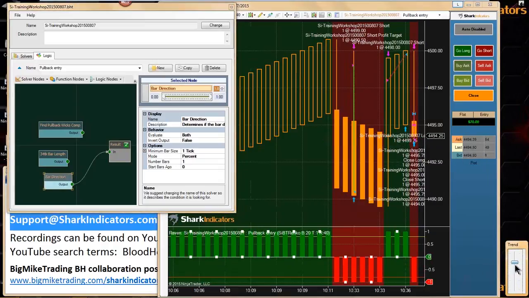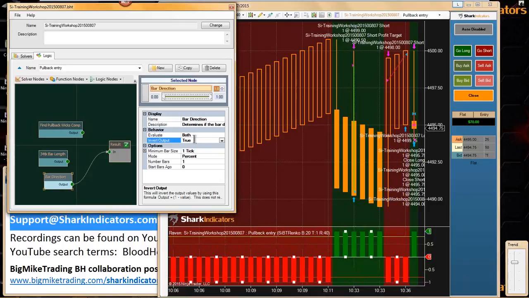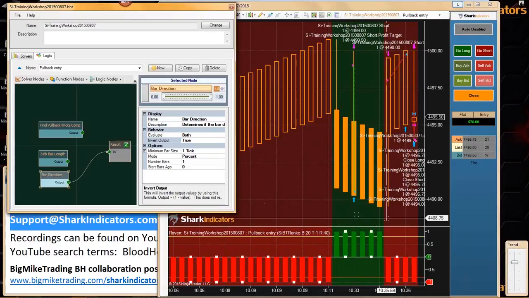So what we need to do is invert that output. Invert it, and now let me pull price down a little bit. Now as we get a down body in real time, we've got a long signal.